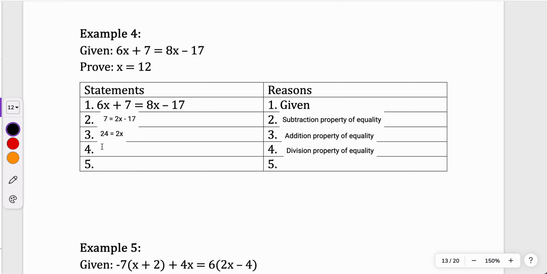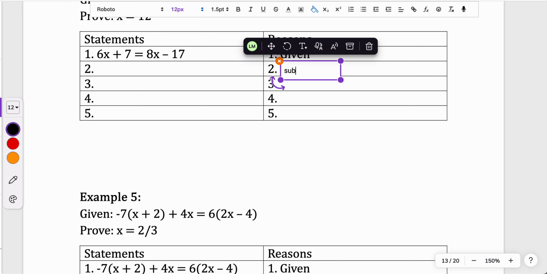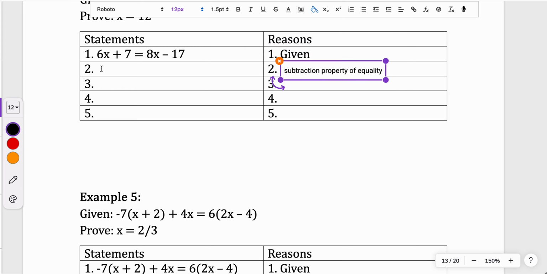Let's say I decided instead of subtracting 6 from both sides, let's say I still started with the subtraction property of equality, but I subtracted 7. So I would end up with this. 6x is equal to 8x minus 24. Okay? Still technically correct. Then I would show the subtraction property again, because I would be subtracting 8x on both sides, so I get negative 2x is equal to negative 24.